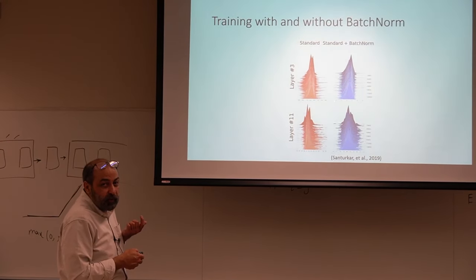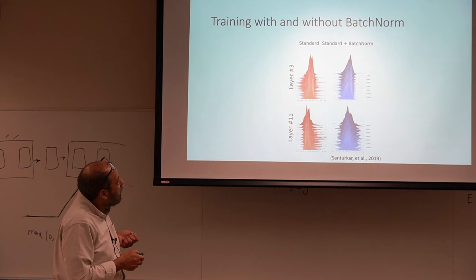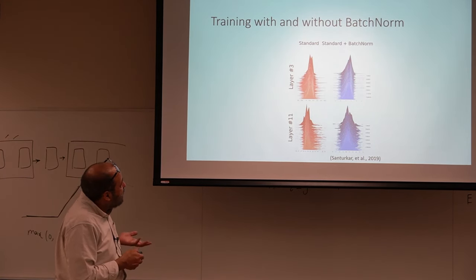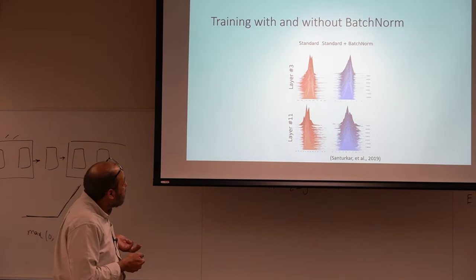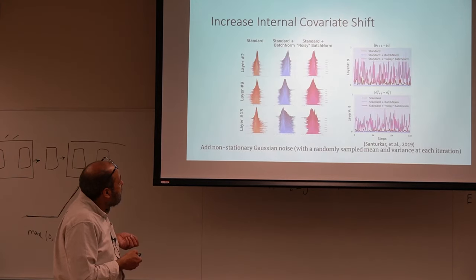But let's look at the standard network, the same network, when we didn't apply batch norm. It's not as good as batch norm, but it's not a disaster, you know. It's pretty stable, in the sense that the distribution doesn't shift dramatically in terms of the mean and variance.